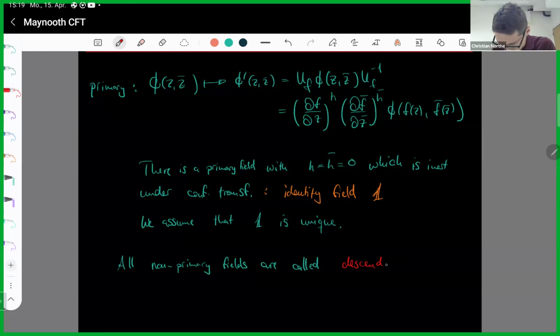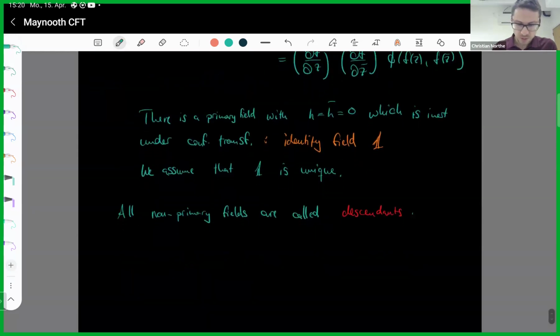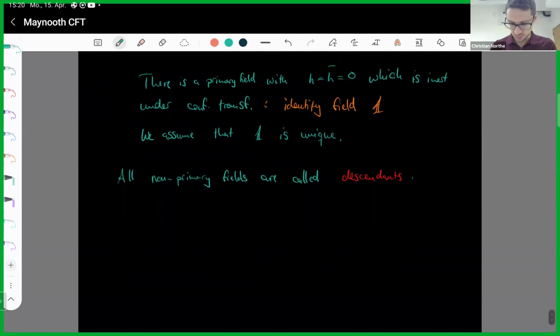I think that's within A. Okay. I'm going to be a bit more precise about descendants. In the notes, I'm already a bit more precise about descendants at this point. But for now, since I wanted to take a shortcut, I will be more precise later on in this lecture when we discuss the connection with states. Okay, so this is a descendant field.